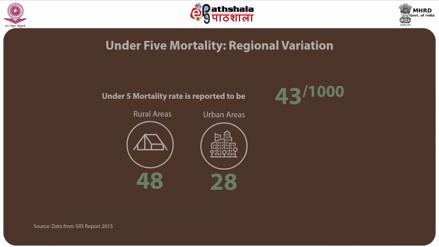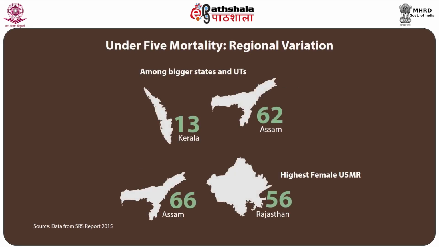At the national level, the under 5 mortality rate is estimated to be 43 per 1000 live births, and it varies between 48 in rural areas and 28 in urban areas. Among the bigger states and union territories, it varies from as low as 13 in Kerala to the highest level of 62 in the case of Assam.